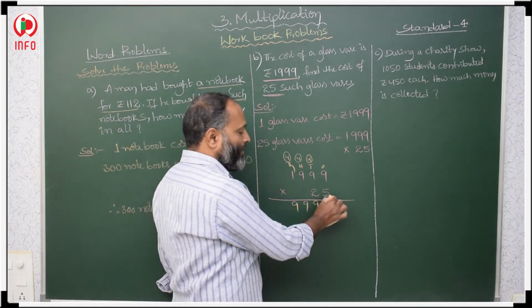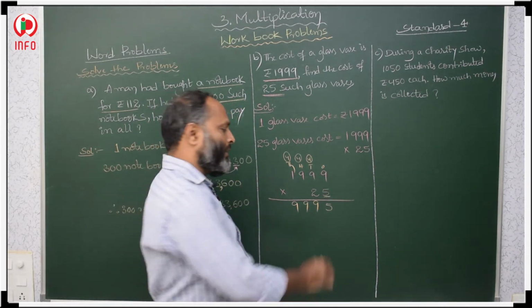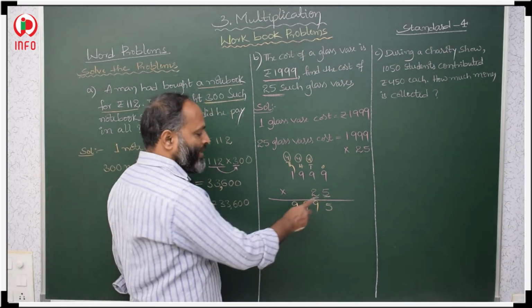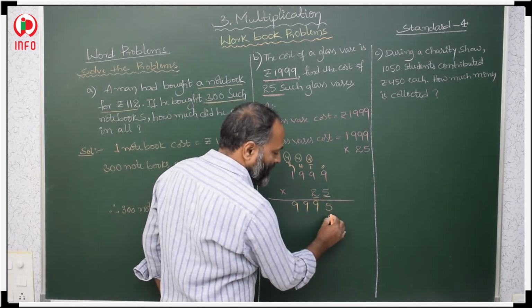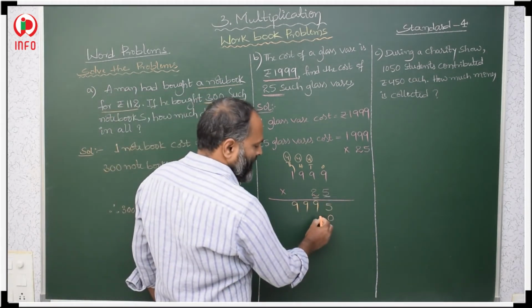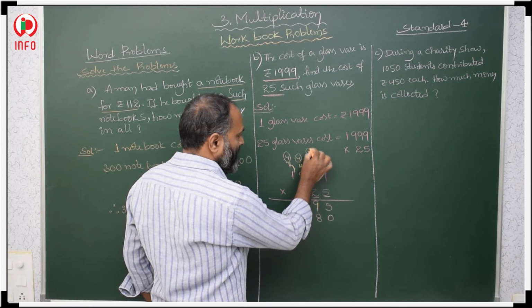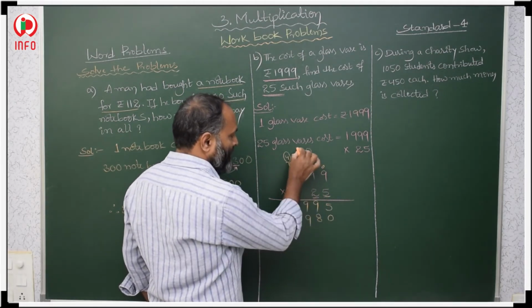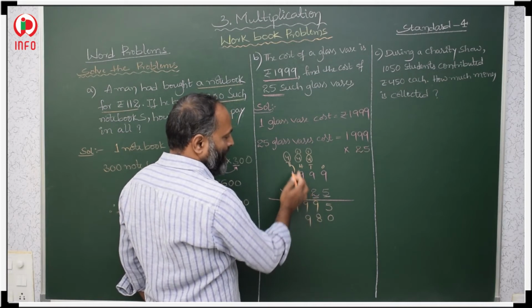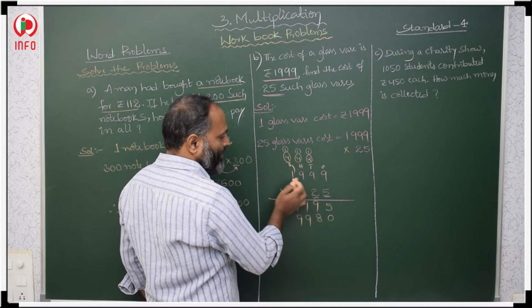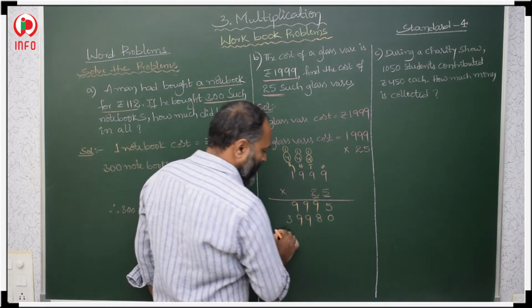With 5 it is over. Now we have to multiply with 2. 2 is in the tens place. First we keep a 0. Now you start with 2. 2 nines are 18 and 1 here. 2 nines are 18 plus 1, 19 and 1. 2 nines are 18 plus 1, 19. 2 ones are 2, 2 plus 1, 3.